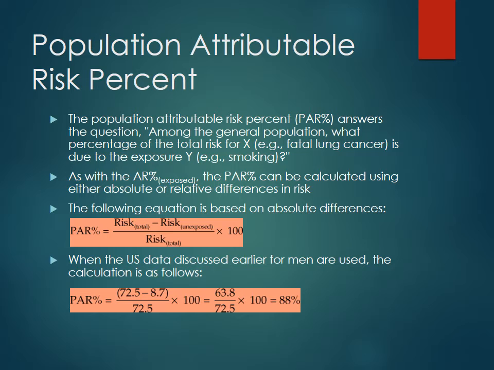Here you're going to see it's calculated very similarly: the total risk minus the risk of the unexposed, divided by the total risk. It's calculated here just by changing what your variables are. Similarly, if we were looking at that same data, you can just add in your variables here. We end up getting that in the whole population who developed fatal lung cancer, 88% of them were due to exposure to cigarette smoking, right? So 88% of those in the population that died from fatal lung cancer had exposure to cigarette smoke. That's basically what this is telling you.